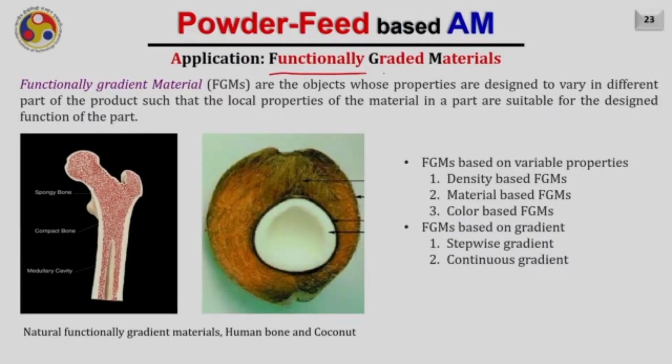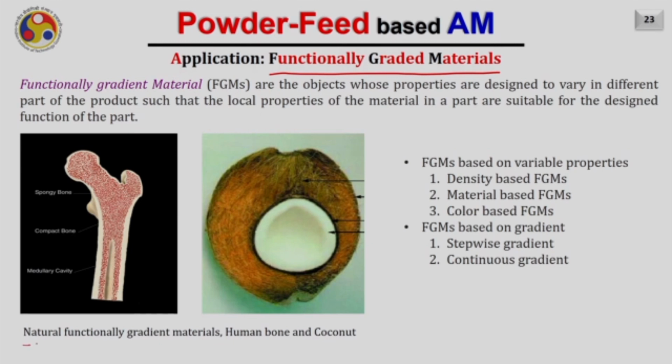Now let us discuss some of the major applications of powder feed additive manufacturing. The first is the capability of realizing the functionally graded materials. So, functionally graded materials are the objects whose properties are designed to vary in different parts of the product such that the local properties of the material in a part are suitable for the design function of the part.